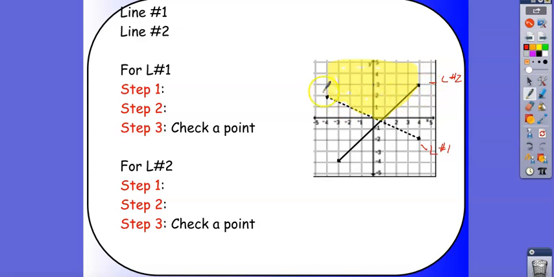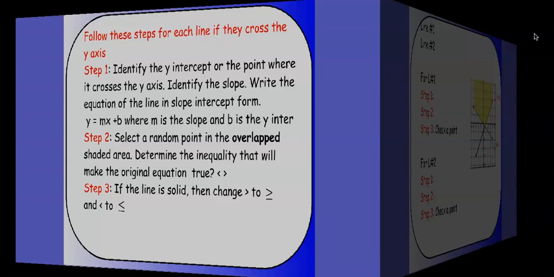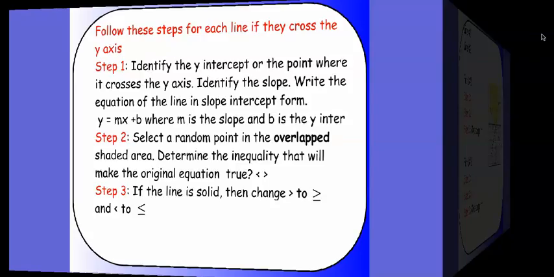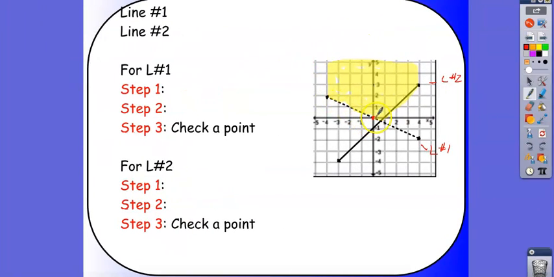Okay, so for line number 1, let's see, it does cross the y-axis, so I'm pretty happy. I'm going to identify where it crosses. And look, it crosses at 0, 0. So let me see what I put for step 1. Step 1, identify the y-intercept. Write it in slope-intercept form. Okay, so there's my y-axis. So my y-intercept is going to be 0, 0.